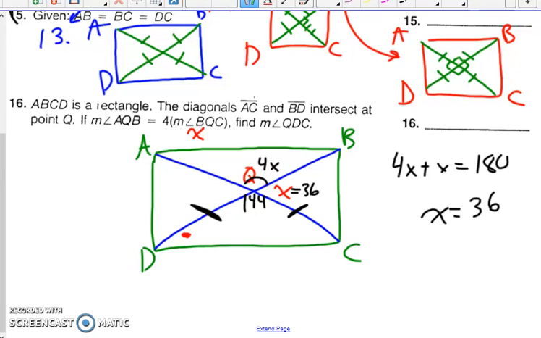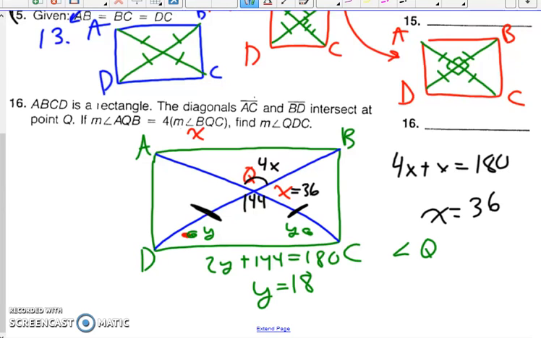Remember about isosceles triangles that these two bottom angles are going to be the same. So if you want a simple equation, call it y. 2y plus 144 has to equal 180. So you're going to get y is 18, meaning angle QDC is 18 degrees. And that concludes 5.5b.